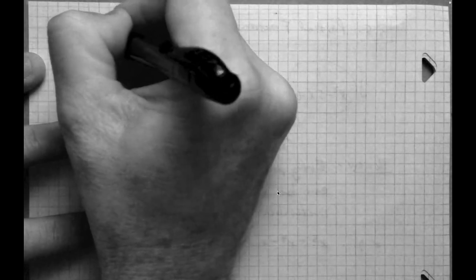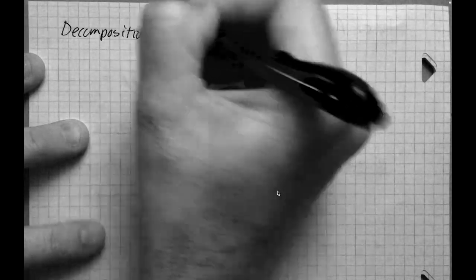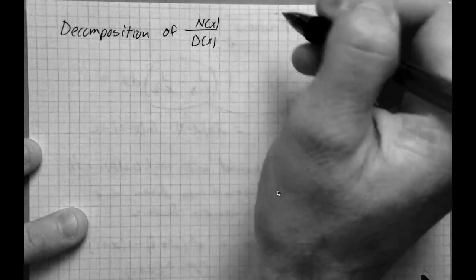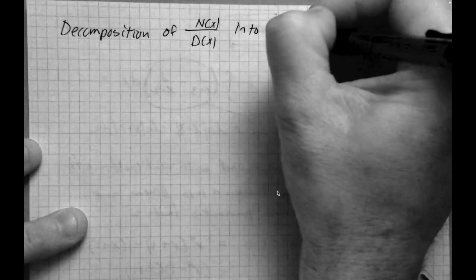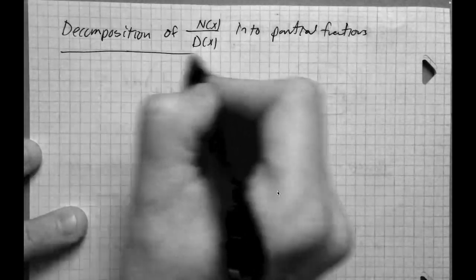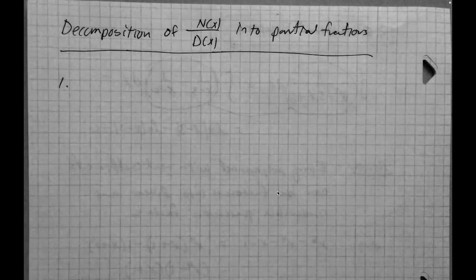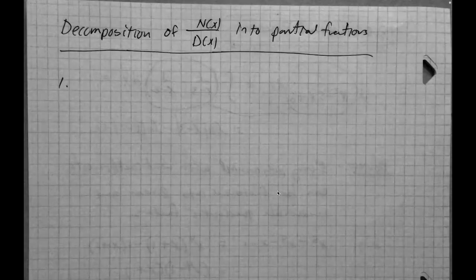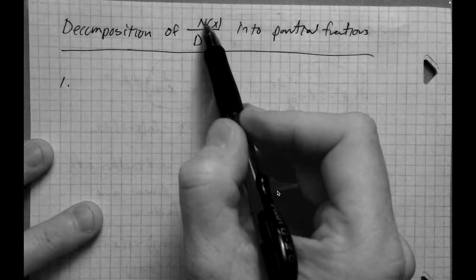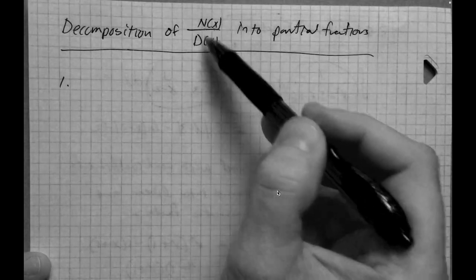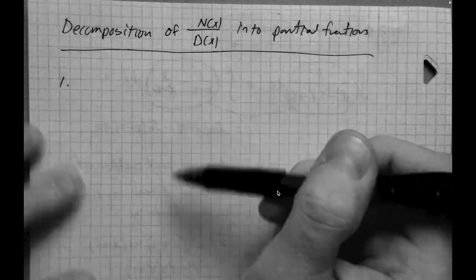So here's what we want to do for the decomposition of n(x) over d(x) into partial fractions. This is how to proceed. We want to first make sure that we're dealing with a rational function where the degree of n is less than the degree of d.